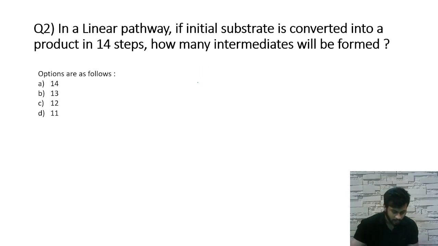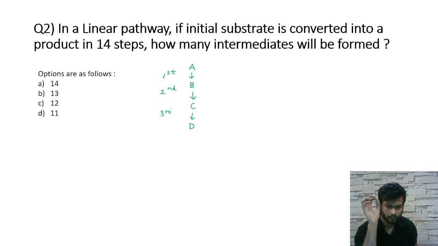Now I will draw one linear metabolic pathway for you, and we will try to deduce things from there. So here is a linear type of metabolic pathway of 3 steps, where A is getting converted into D in 3 steps.